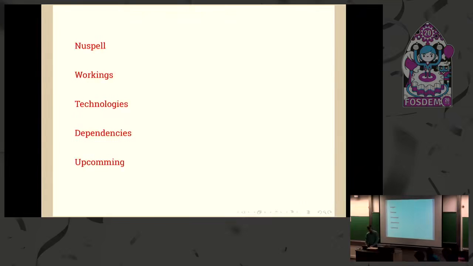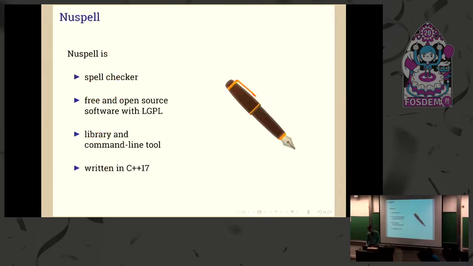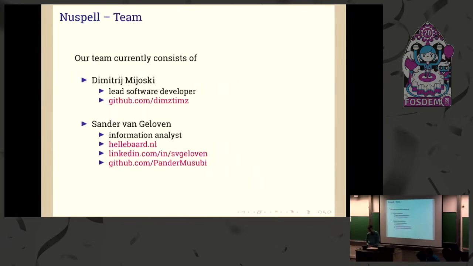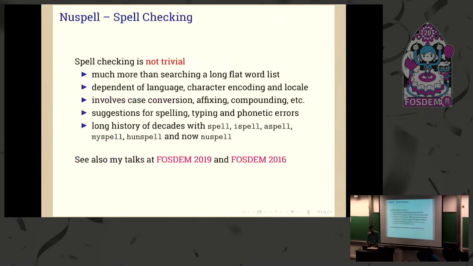So these are the things I'd like to talk about: an introduction on Nuspell, how it works, the technologies we use, the dependencies on spell checking in general in operating systems, and what's upcoming. In short, Nuspell is a spell checker. It's free open software. It consists of a library and a command line tool, and it's written in C++17. Our team consists of Dimitri from Macedonia and myself from the Netherlands. And I'm going to go quite rapidly through this.